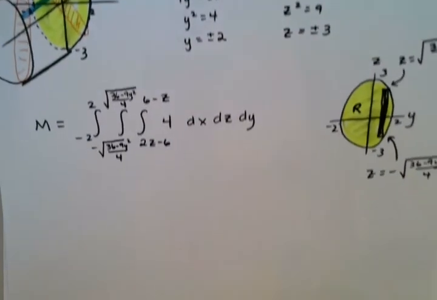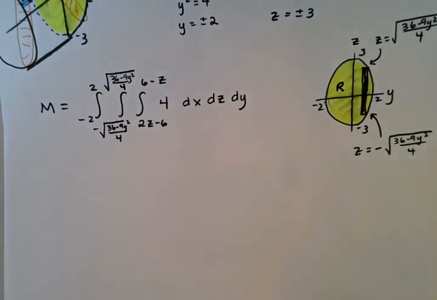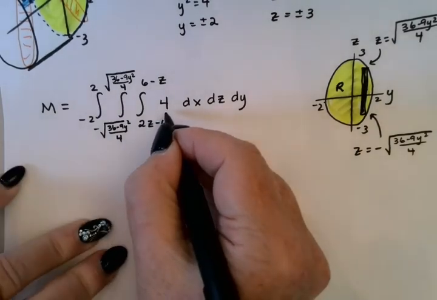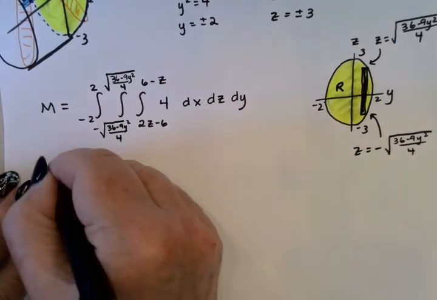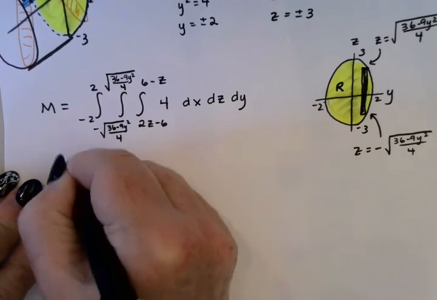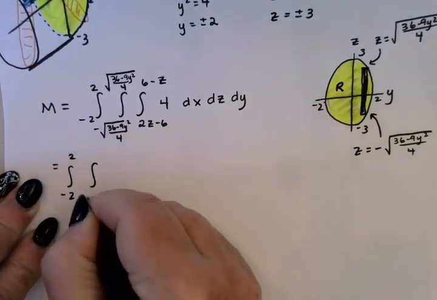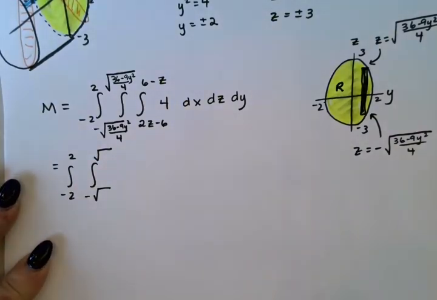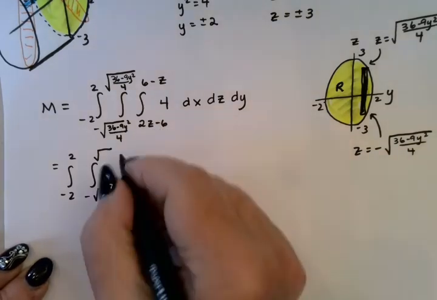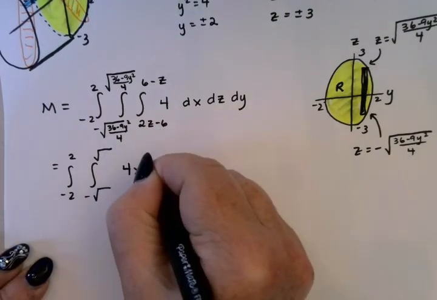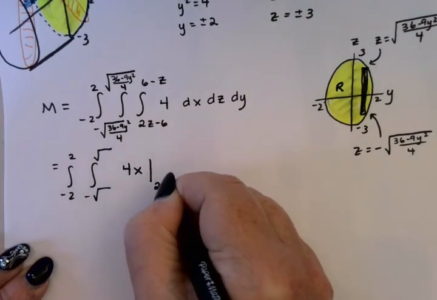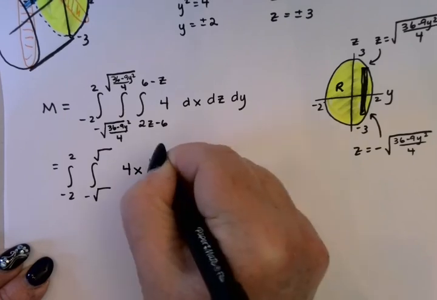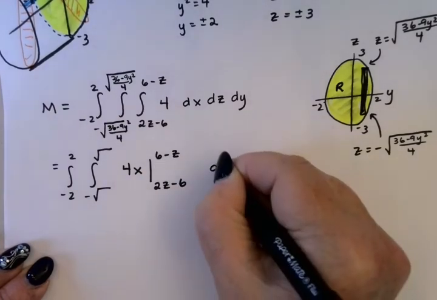All right. Let's see what we can do. Fortunately, the integrand is easy. My first integral is just going to give me 4x. Until I need them, I'm just going to write that as negative square root, positive square root, since there's no point in writing all that out every time. And then I get 4x, evaluated from 2z minus 6 to 6 minus z.